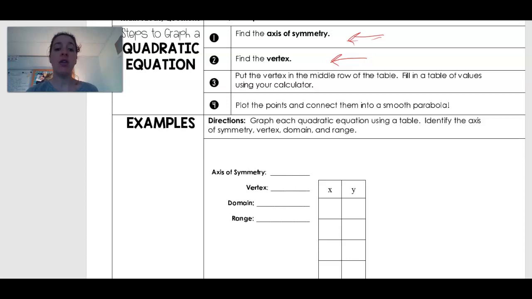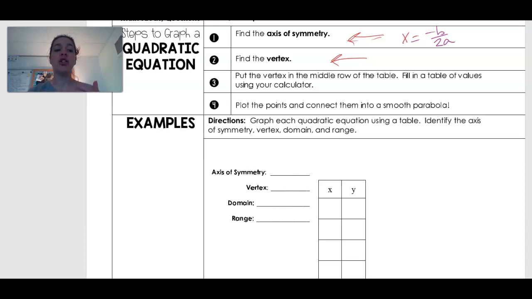So the steps we'll take in order to do that: first we'll find that axis of symmetry, and let's just write down what our formula was. x equals negative b over 2a was the formula for finding that axis of symmetry. Then we're going to find the vertex.